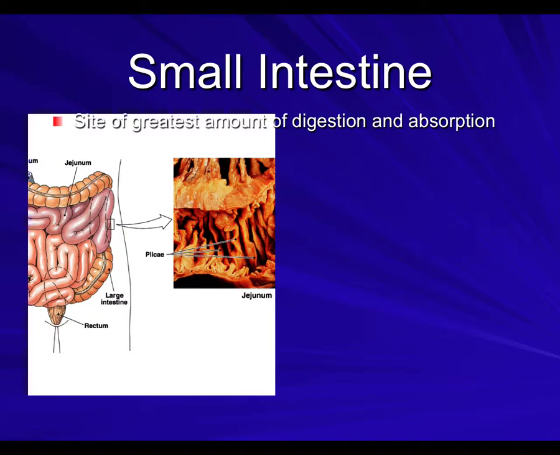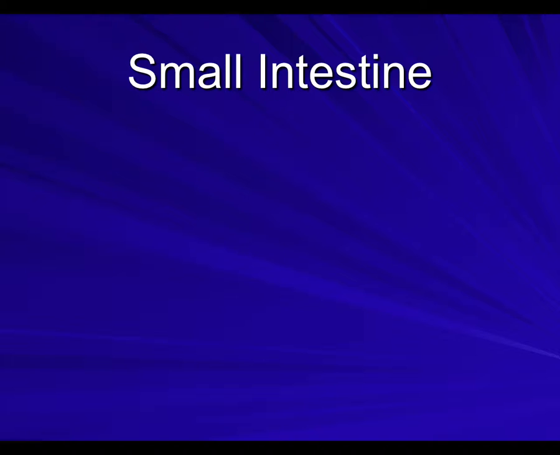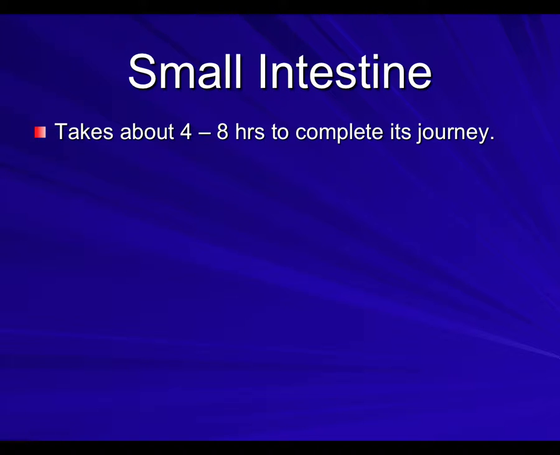Here's a good picture of the small intestine and what it looks like in real time. There on the right, you will see all the folds in it, and it's kind of flesh colored. These folds are necessary because they increase the surface area of the intestines so that more food can be digested. This is, of course, where the greatest amount of digestion and absorption happens. Time-wise, it takes about 4 to 8 hours to complete its journey.